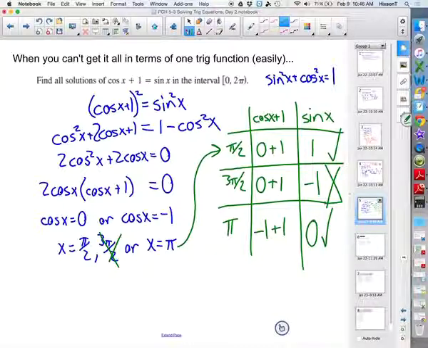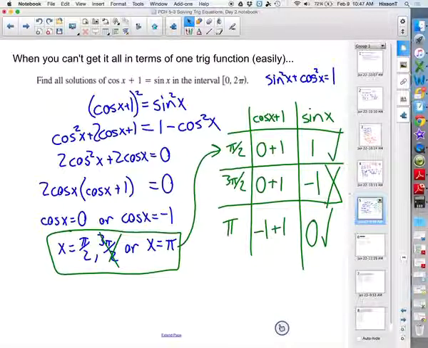So notice here, our solutions are only pi over 2 and pi. Anytime you change the degree, we introduced a new solution when we changed the degree of our equation by squaring both sides. So anytime you do that, you need to check your final answers and make sure you have all valid answers for the original equation.